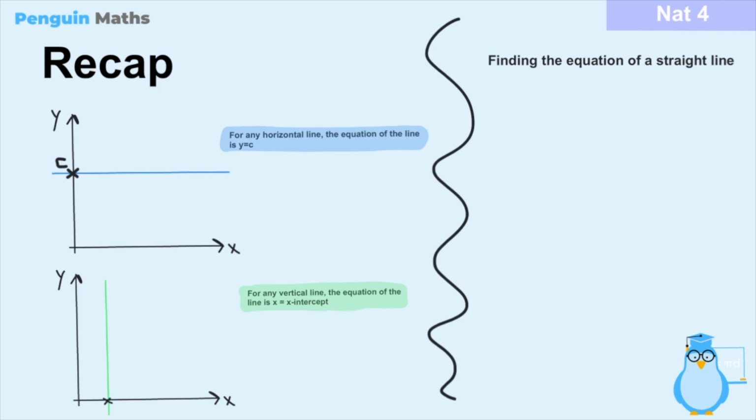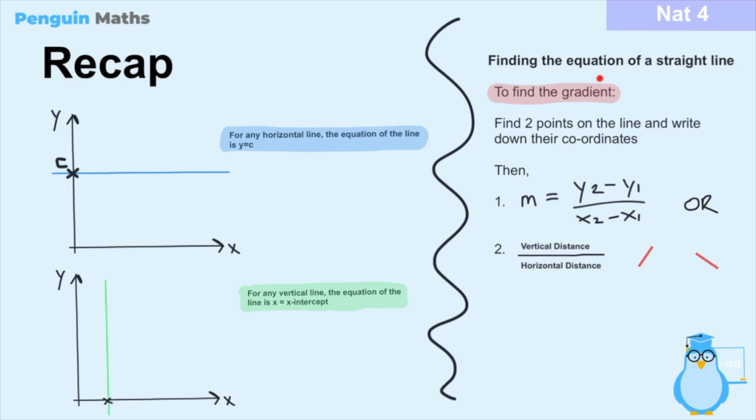And then finally, we've done some examples on finding the equation of a straight line, and we could do this by first finding the gradient, and we would start this off by identifying 2 points on the line and writing down their coordinates. Then we can choose one of two methods to calculate the gradient. We could either use the equation m is equal to y2 minus y1 divided by x2 minus x1, or we could just simply do the vertical distance divided by the horizontal distance between the 2 points, and then identify the nature of the slope, if it's either positive or negative, and then adjust our answer accordingly.